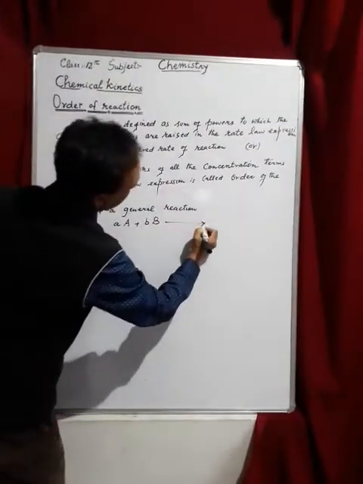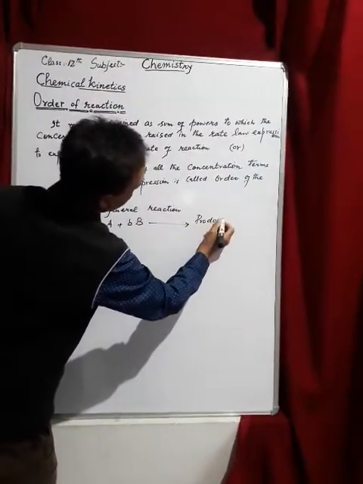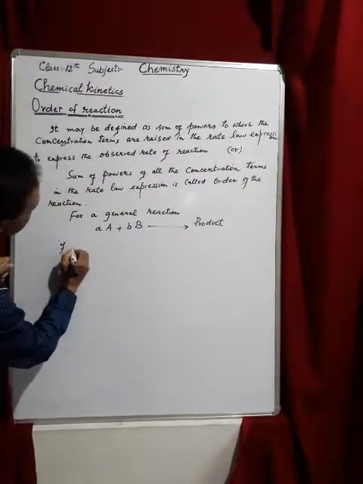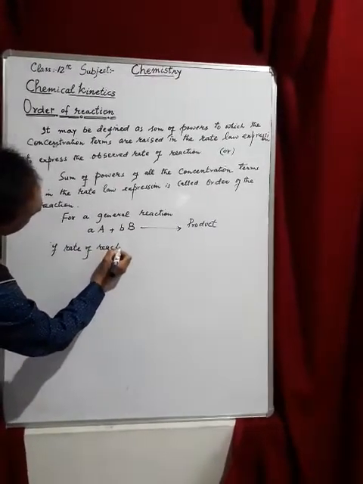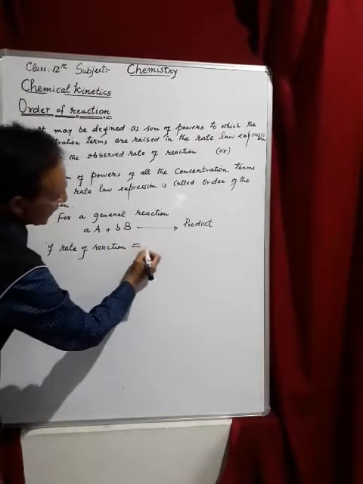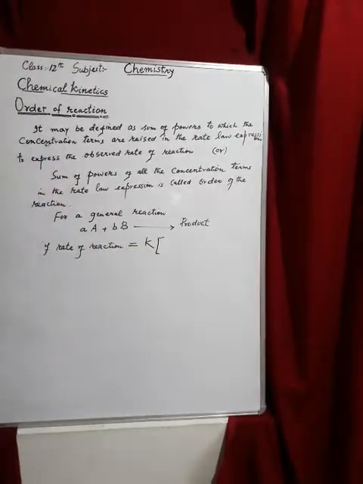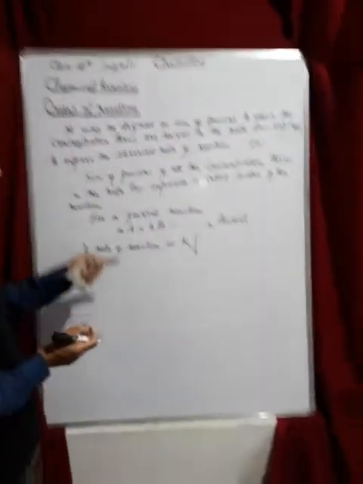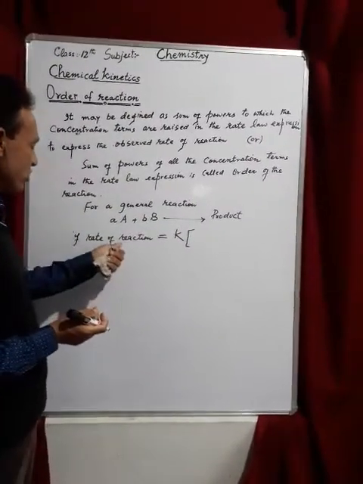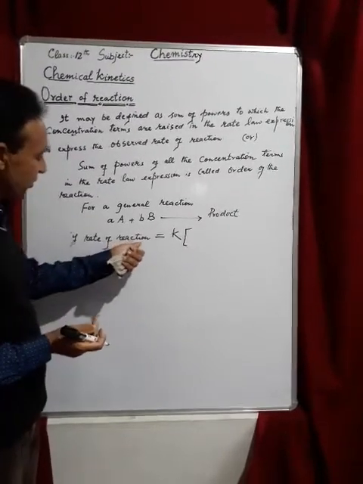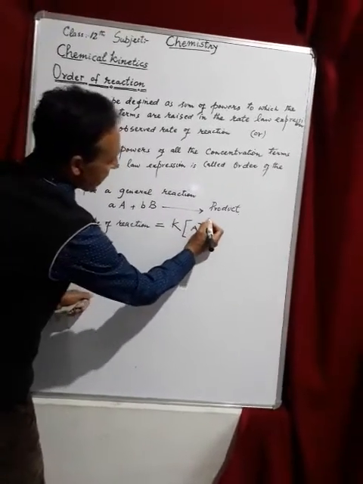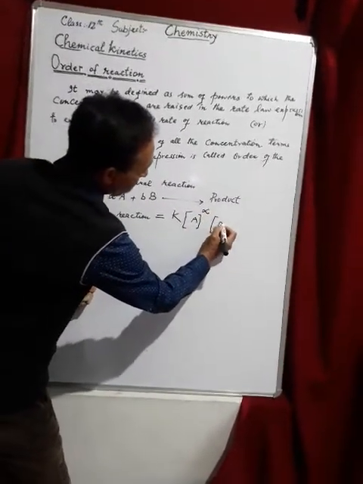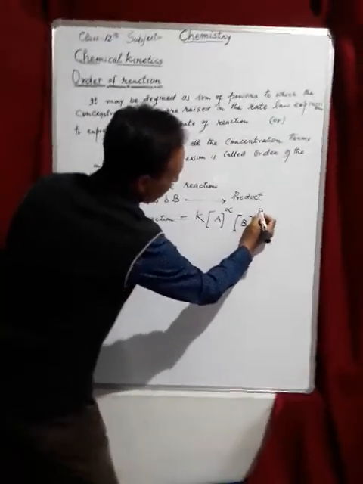For a general reaction, aA plus bB gives the product. If the rate of reaction is equal to k, so according to the rate law expression, we will write the rate law expression as: rate is equal to k, the concentration term of the reactant A raised to power alpha, B raised to power beta.